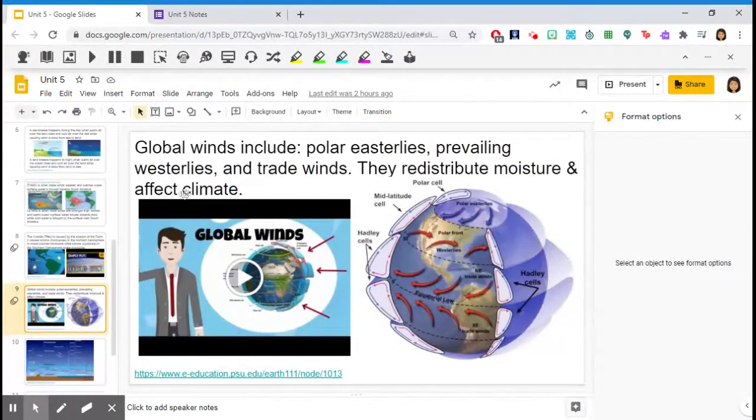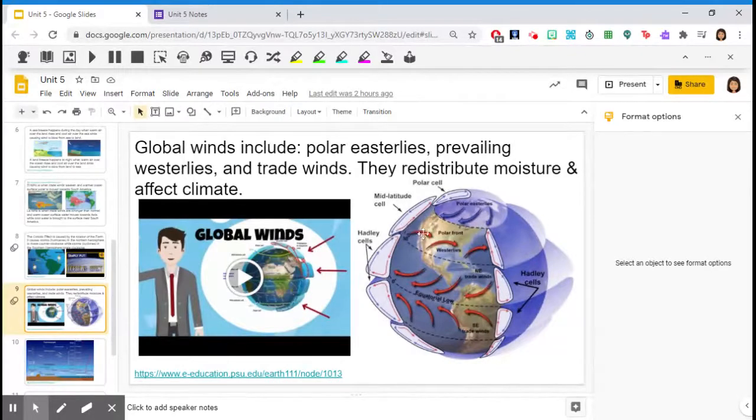And then we have global winds. So there are three main winds that you need to know. The polar easterlies, these happen close to the North and South Pole. These polar easterlies move from east to west. You also have prevailing westerlies.